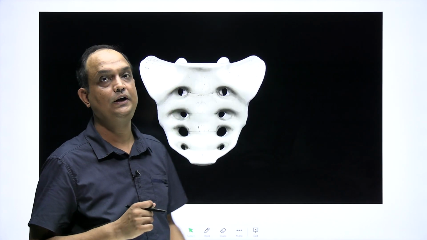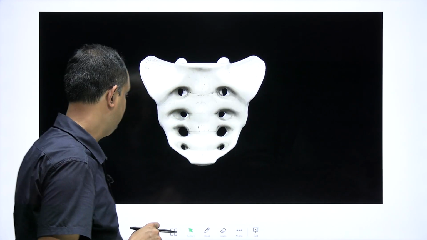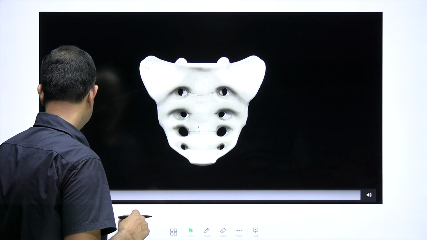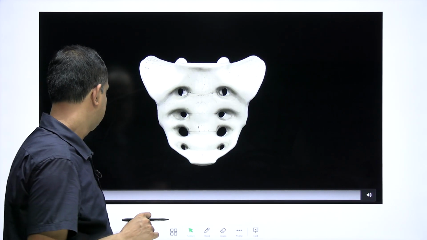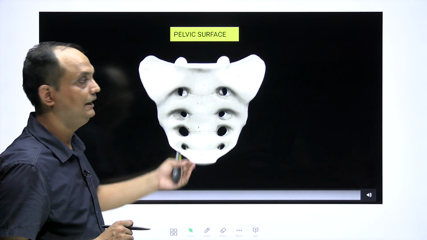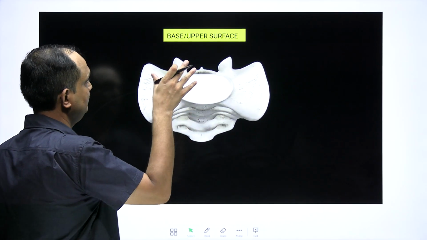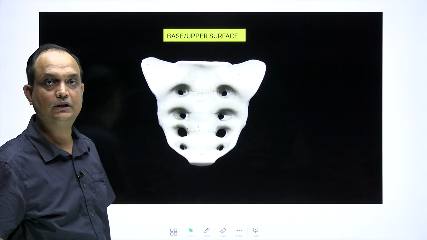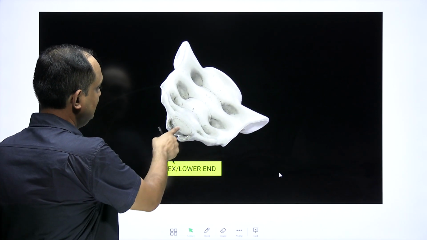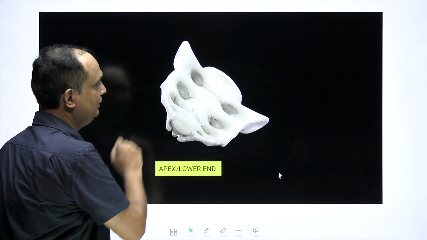Now in this video clip you can see all the areas of the bone. This is your ventral surface or the anterior surface. This is your superior end or the base of your bone. This is the apex or the lower end of the bone.